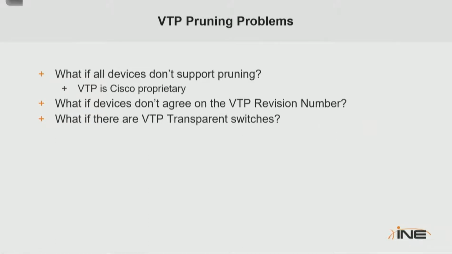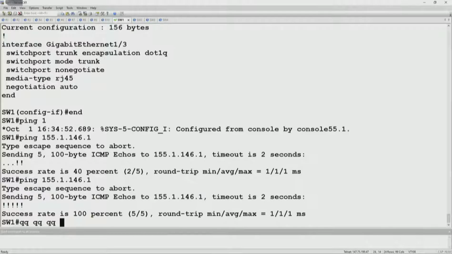So if devices don't agree on the revision number, or if there are transparent switches in the network, those pruning messages can propagate through them and then cause problems with the trunks. Okay, so let's take a look at an example of this on the command line.